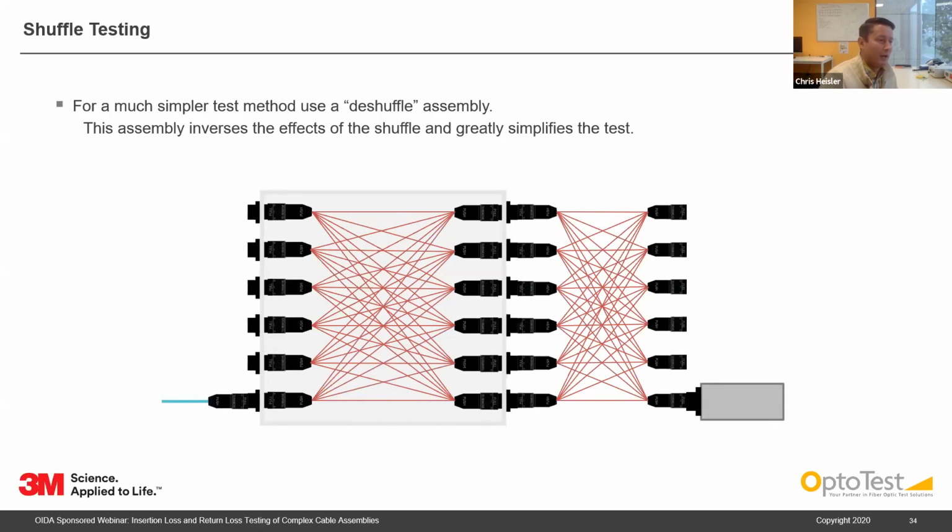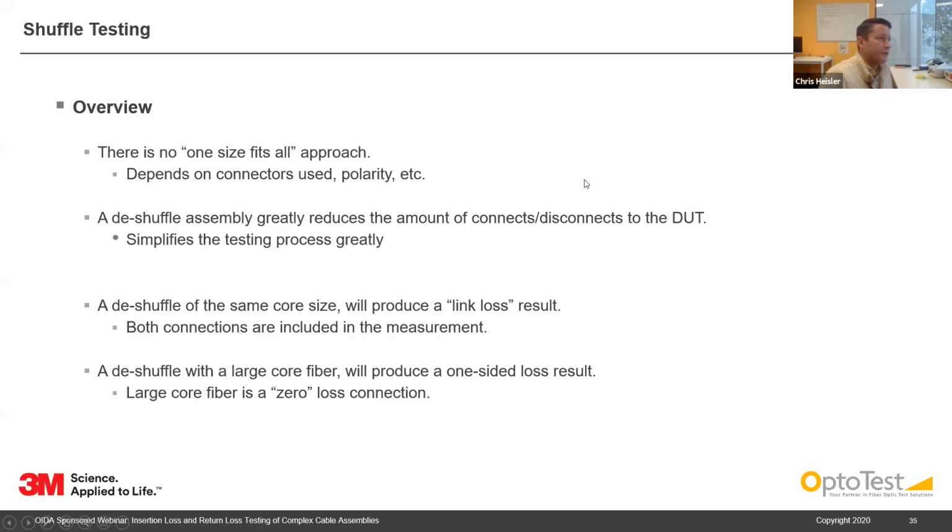So you see that we only connected up one time to these output ports and only one time to the input ports. So that reduces the likelihood that we're going to be damaging our connectors on the DUT. Also, a lot of times the deshuffle is actually the same mapping as the actual shuffle that we're testing. So if you want to deshuffle this system, you just take the same shuffle and connect it to the output of it.